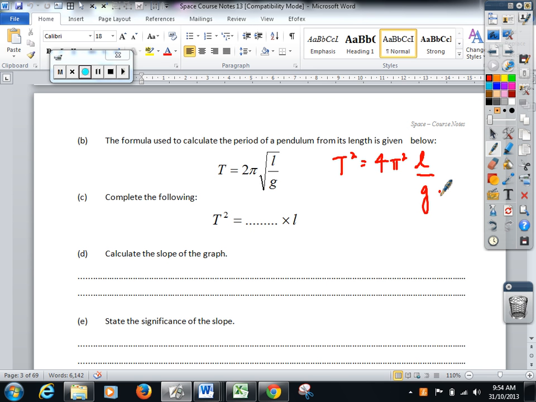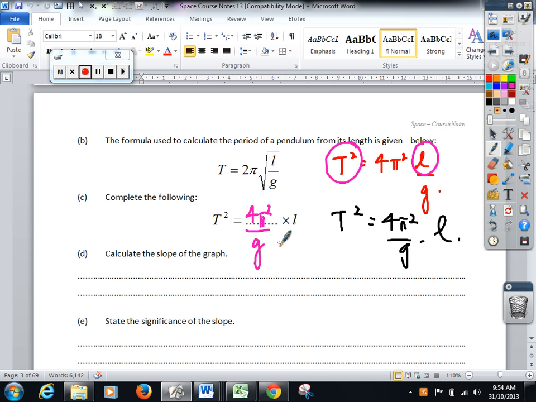And the final thing is, remember we want L as the horizontal, the x, and the y is the T squared. So that means that we have T squared equals 4 pi squared on G times L. And that means that the gradient of a straight line that we plot with this data will be 4 pi squared on G. Are we okay with that? So if we plot T squared on the vertical axis, and we plot L on the horizontal axis, we won't get a square root graph anymore. We will get a straight line going through the origin, and the gradient of the straight line is 4 pi squared on G.